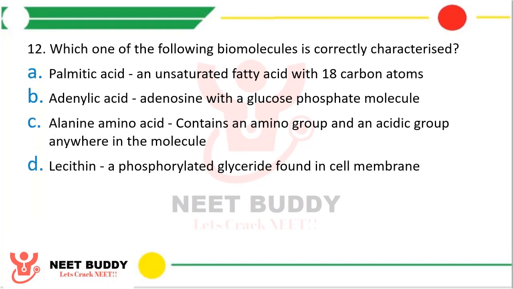Question number 12. Which one of the following biomolecules is correctly characterized? Option A, palmitic acid, an unsaturated fatty acid with 18 carbon atoms. Option B, adenylic acid, adenosine with glucose phosphate molecules. Option C, alanine, an amino acid that contains an amino group and an acidic group anywhere in the molecule. Option D, lecithin, a phosphorylated glyceride found in cell membrane. The correct answer is option D, lecithin.